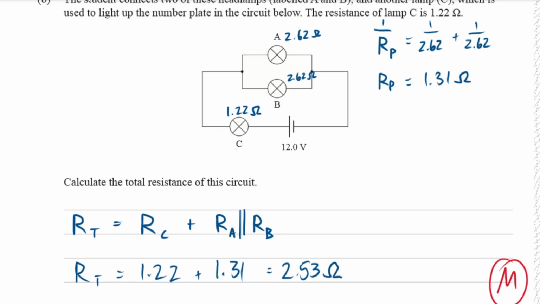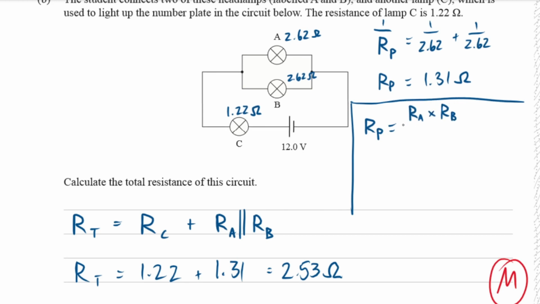Now I'll show you a simpler way of calculating the parallel resistance. This is just an aside, very useful. Instead of using the 1 over sum, the parallel resistance is equal to the resistance of the first branch times the resistance of the second branch divided by the sum of their resistances. So I remember it as the product, times, divided by the sum of the resistances.